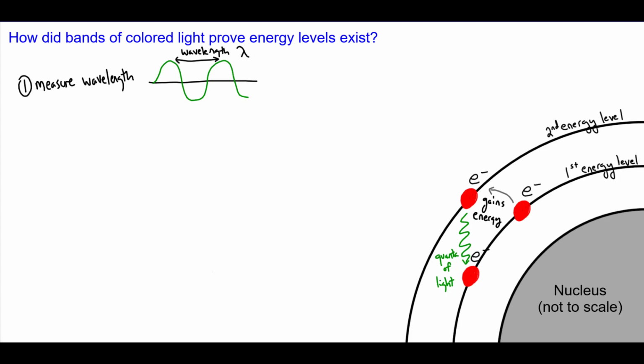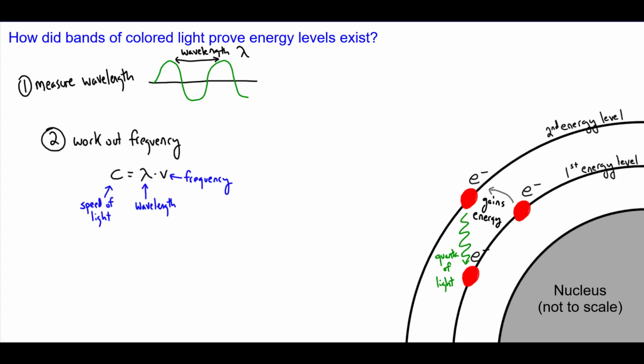So scientists measured that wavelength, and then they used an equation to work out the frequency of each light wave. It says that the speed of light, c, is equal to the wavelength multiplied by a wave's frequency. Frequency is the number of waves that pass by a point in 1 second. Now, you don't have to know where this equation came from for now. It's actually from physics, and we don't have a lot of time to learn about that in this class.